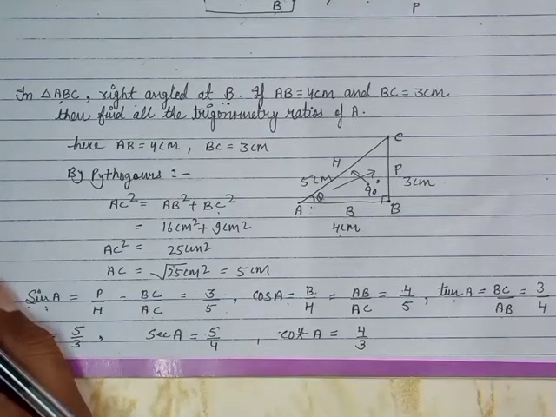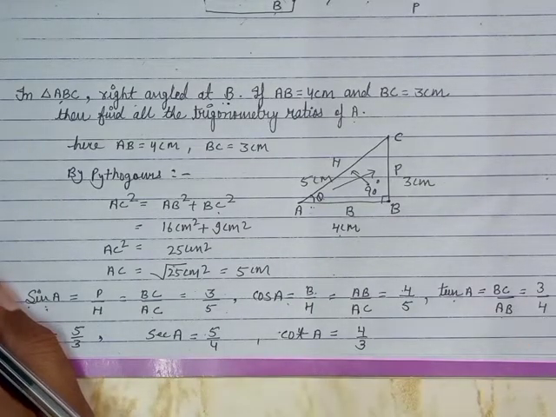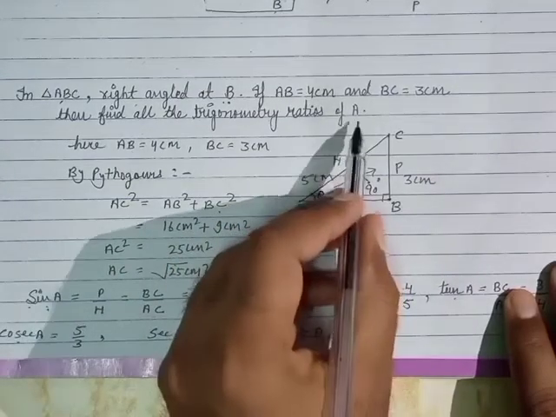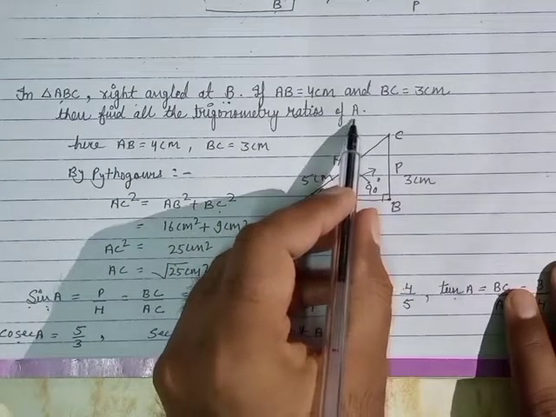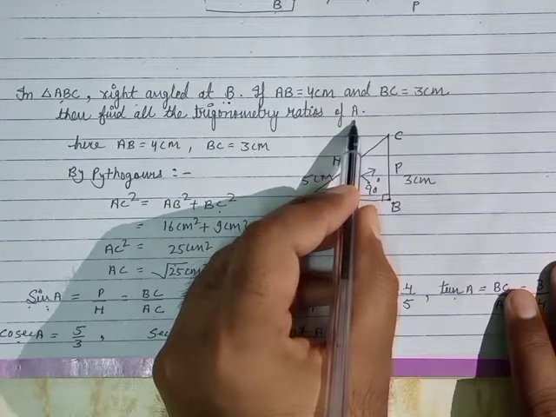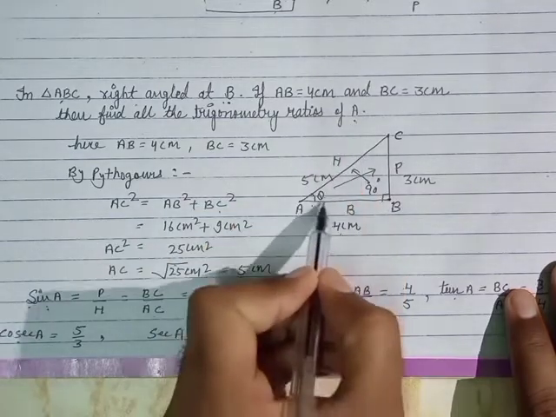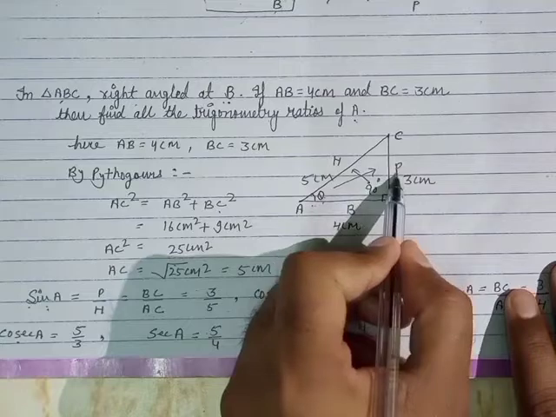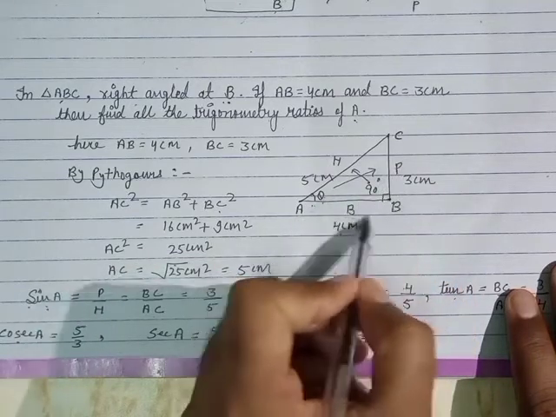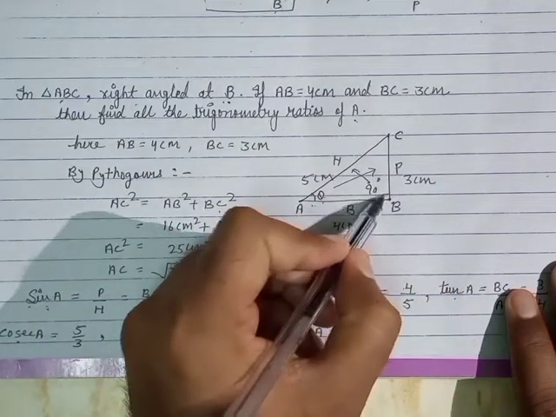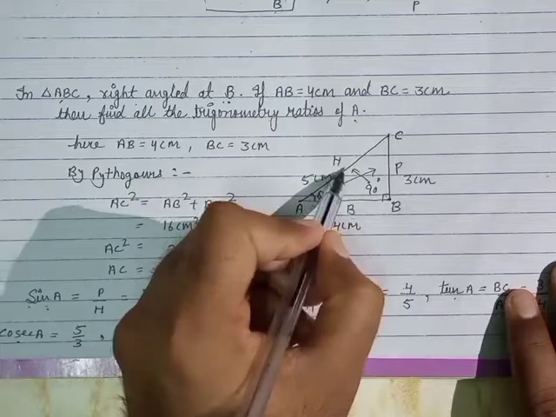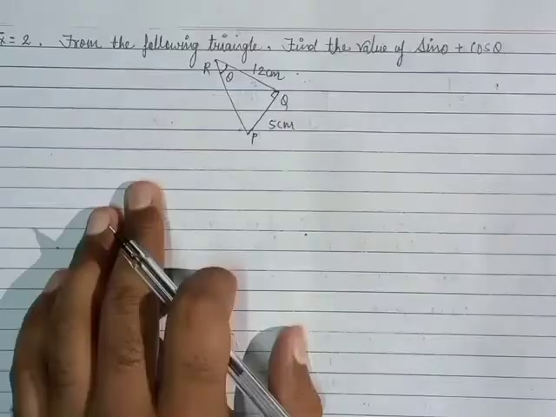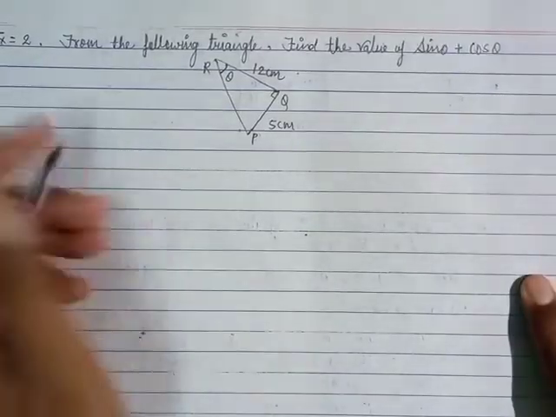Remember that first we will decide what will be the perpendicular and base here. So according to the question we see that angle theta depends on point A here. So opposite side of A will be perpendicular and the remaining side will be base, and opposite side of 90 degrees will be hypotenuse. Okay, let me solve one more question here.